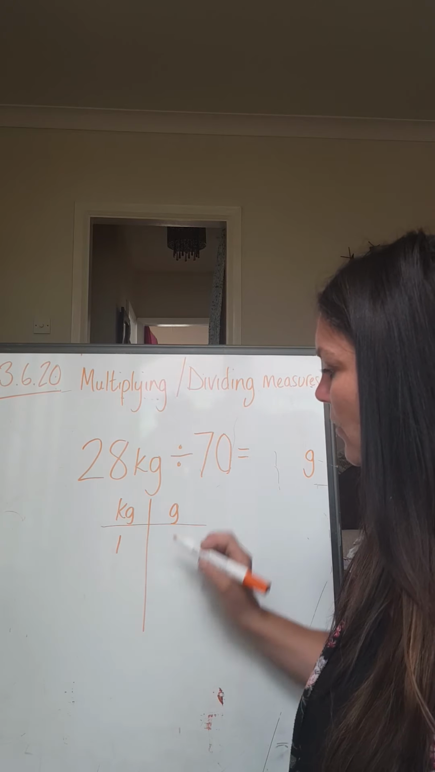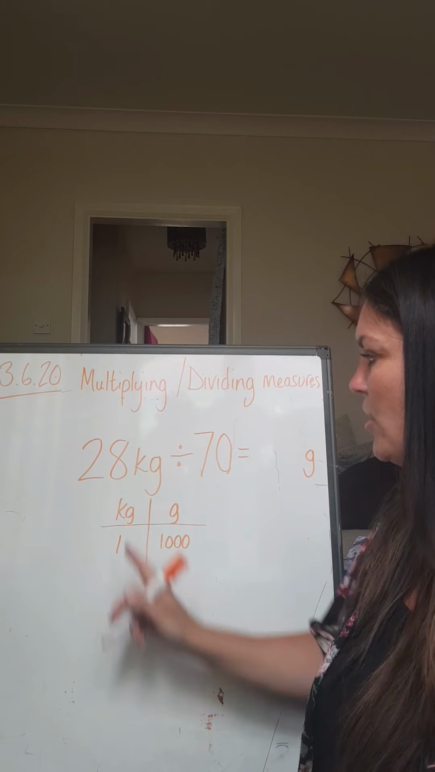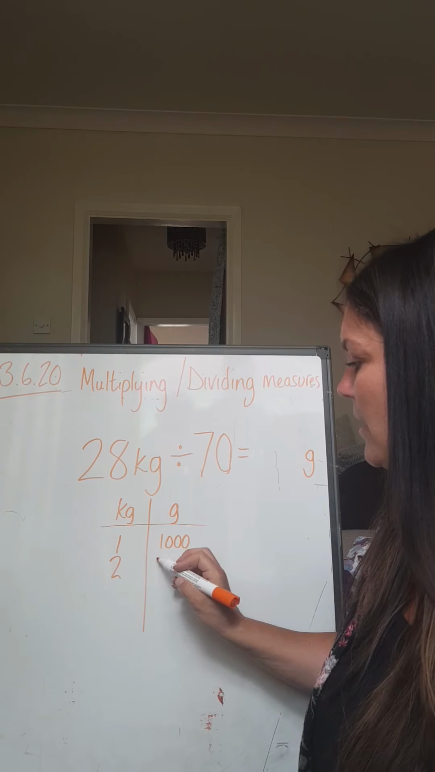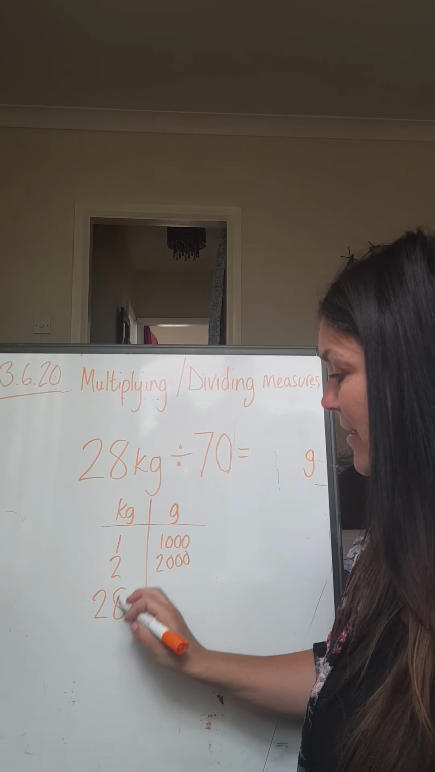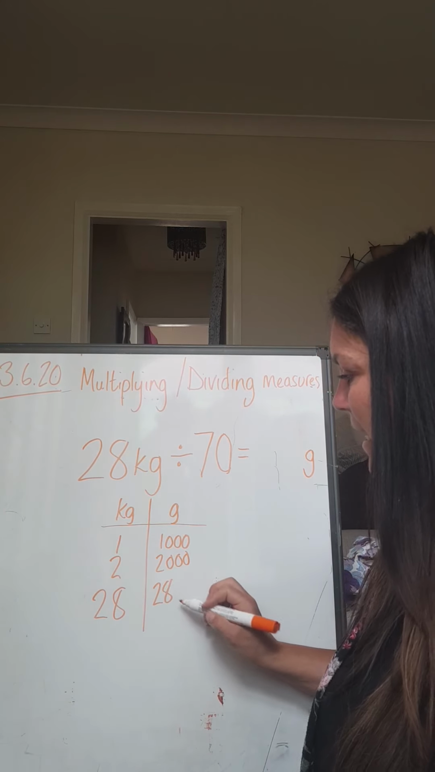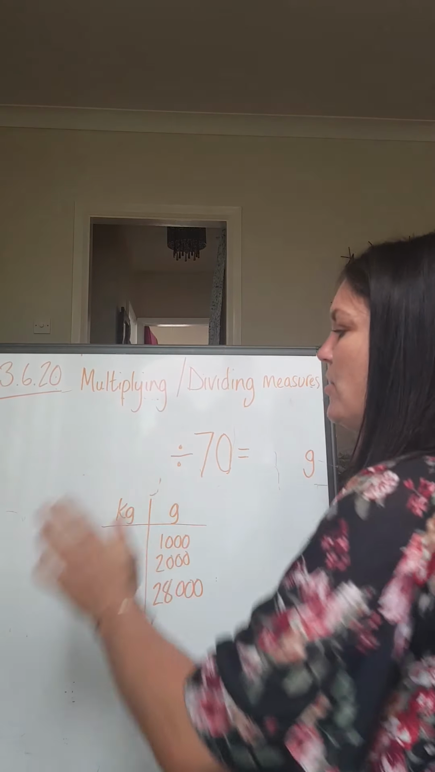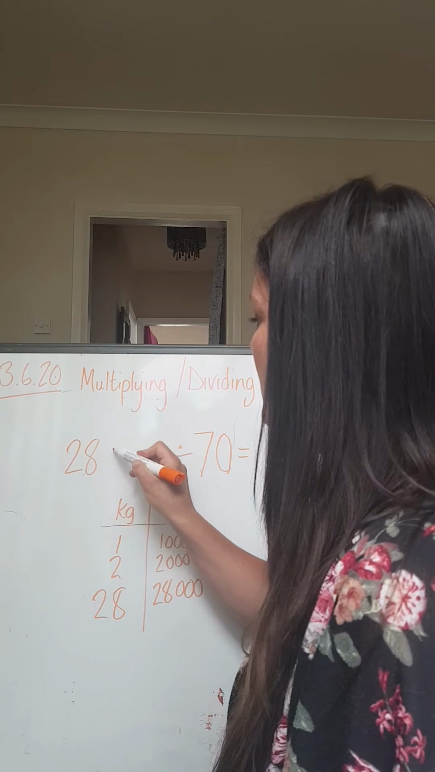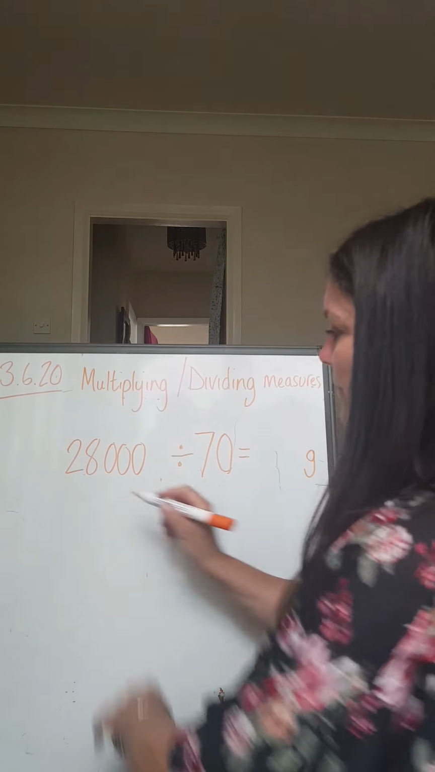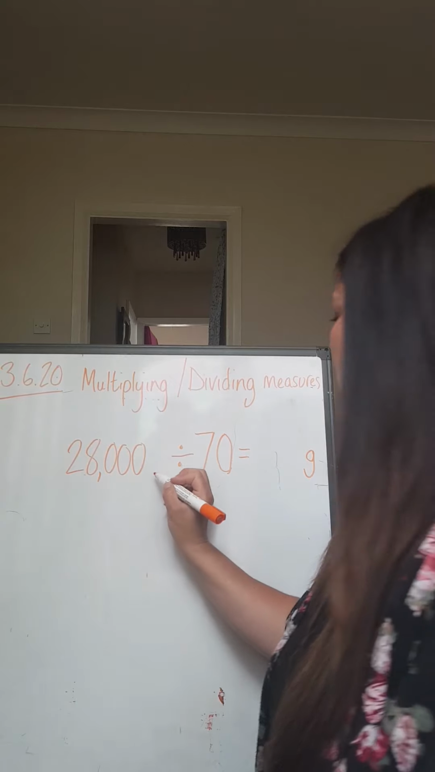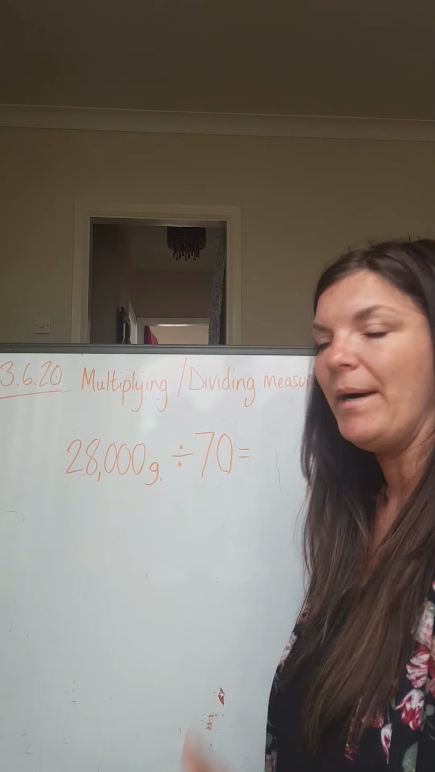So if I've got 1 kilogram, that means I've got 1,000 grams. So if I've got 2 kilograms, I would have 2,000 grams. If I had 28 kilograms, I'm going to have 28,000 grams. So I'm going to convert that bit at the start straight away. So 28,000, 3 zeros. Get rid of that now. Now 28,000 grams divided by 70 equals whatever my answer is going to be.